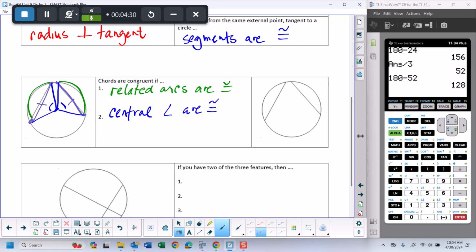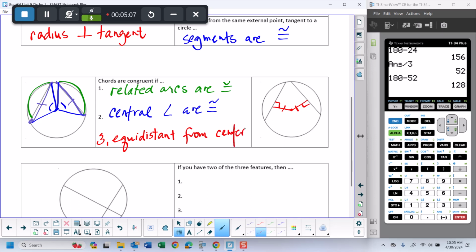There's one more conversation here, and that's going to be for this picture here, and that involves these segments. What is that rule? The chords are congruent if, yeah, if they're the same distance from the center. I liked Kenley's word, equidistant from the center.